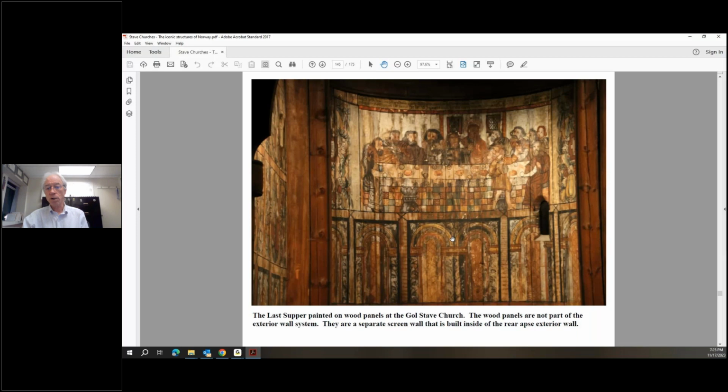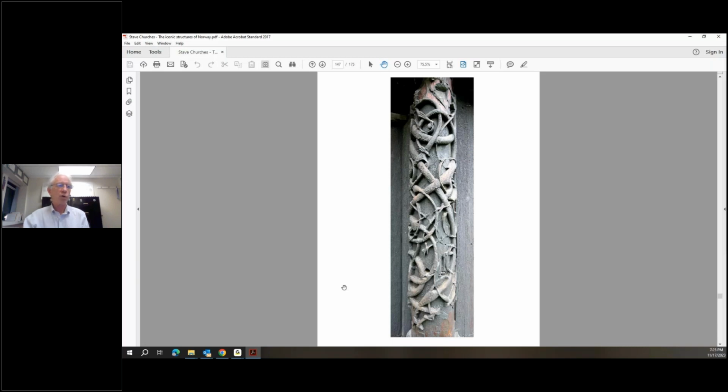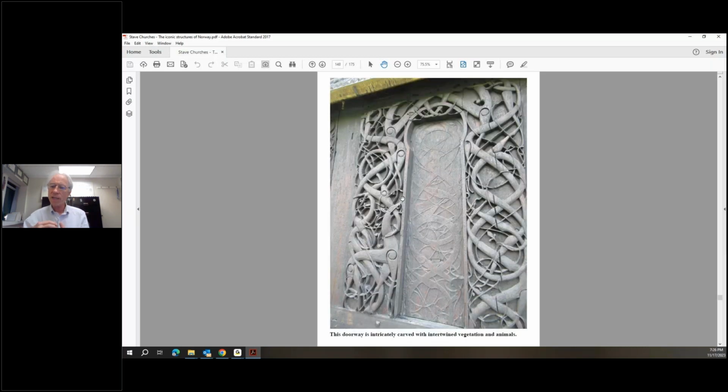So here we are at Urnes Stave Church, and the beauty of this one is the wood carving. It's just amazing. Very intricate, very vegetative and animalistic. It's got these serpents and dragons that are interconnecting with one another and kind of biting into one another where the pieces come together.